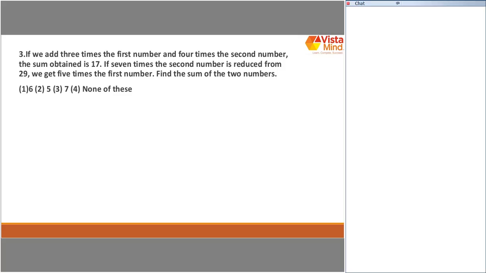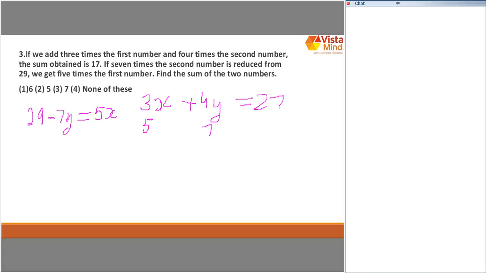Okay, guys, let us solve this question. It is saying if we add 3 times the first number, let the first number be x, so 3 times will be 3x, and 4 times the second number, let the second number be y, so 4 times is 4y, it gives us 27. If 7 times the second number is reduced from 29, so it is 29 minus 7y, it is equal to 5 times the first number. So this equation becomes 5x plus 7y equals 29.